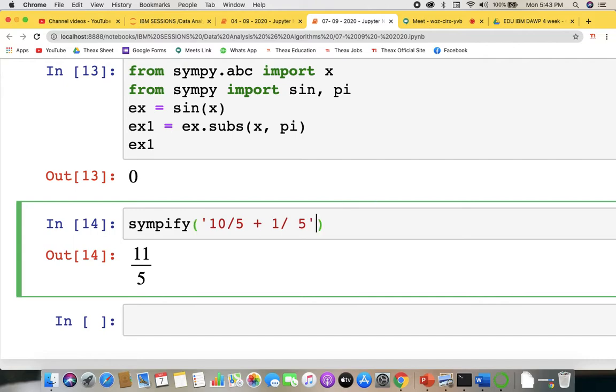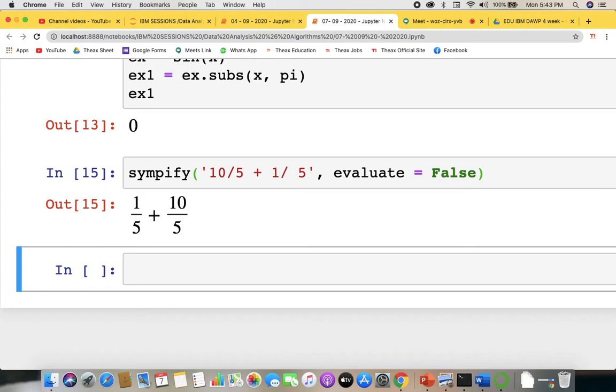But if we want to present it, what can we do? Evaluation to be false. 1 by 5 plus 10 by 5. So you can write it accordingly, like evaluation to be false, to get the same thing, right?